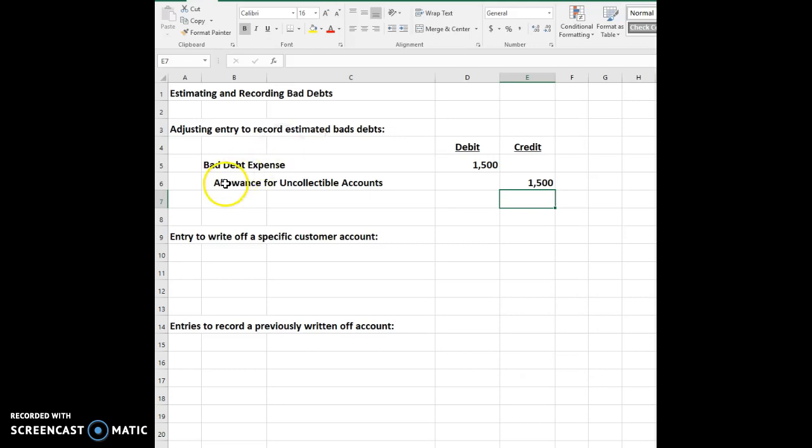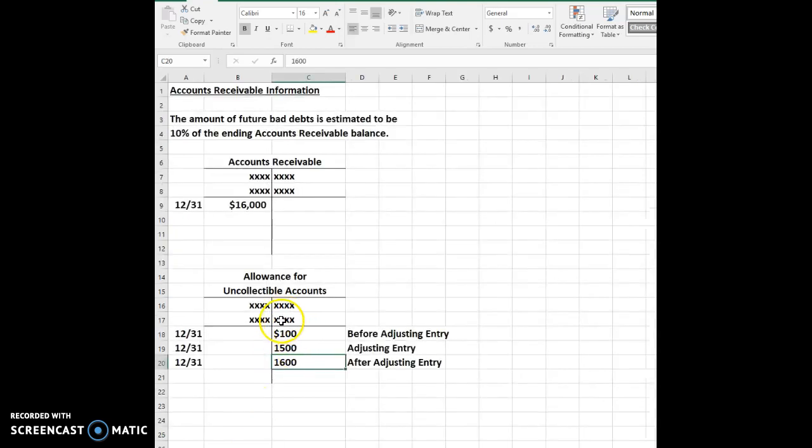So this is a new account for us in this chapter, as well as this expense account, but that's fairly apparent. The allowance account is a contra asset account. And in the balance sheet, within current assets, you'll list your accounts receivable balance of $16,000 in this case. Right under it, you'll put less allowance for uncollectible accounts, $1,600. And then the result is the net balance that you expect to collect on the accounts receivable. That's called the net realizable value. So it'll be the $16,000 less the $1,600 to show in the current assets.